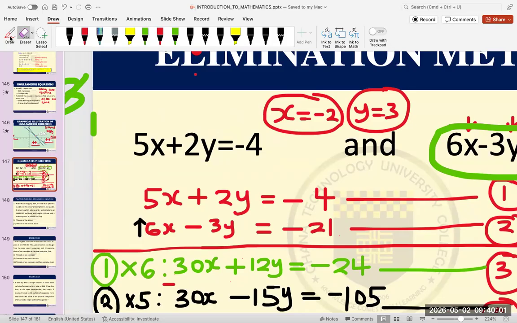Let's do this one first. So 5x, x is negative 2, plus 2y, y is 3. Let's work it out and see. 5 times negative 2 is negative 10 plus 2 times 3 is 6. Negative 10 plus 6 is negative 4. So it is correct for this one.